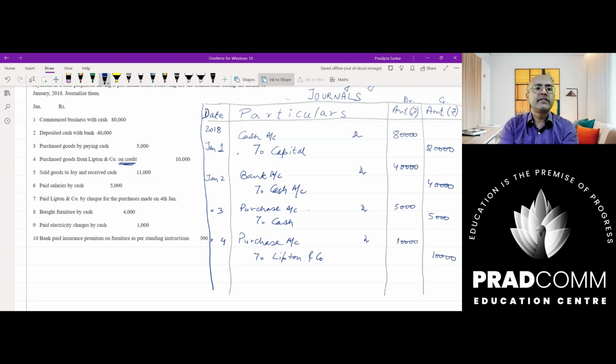Then comes 5th, sold goods to Joy and received cash. See, name is also mentioned and cash is also mentioned. Cash is the most important thing over here. If cash is mentioned, we will just write simply directly cash account. Name will not be coming over here because it's a cash transaction. Understood? So therefore, we are having now cash account debit because cash is coming in. So assets is increasing. And sales is an income for us, it will be credited. It will be 11K.